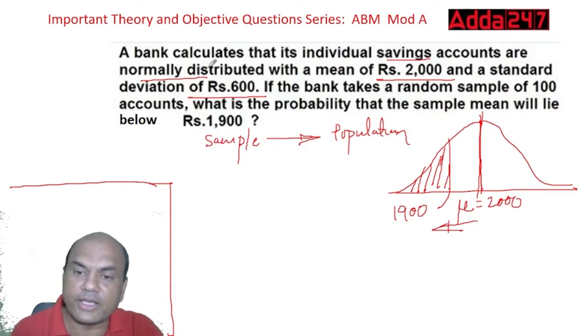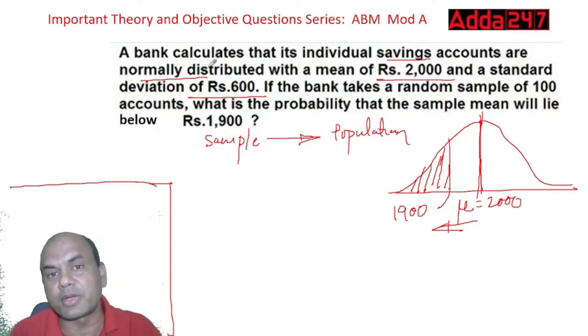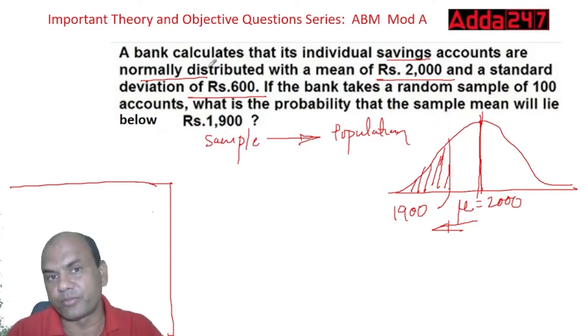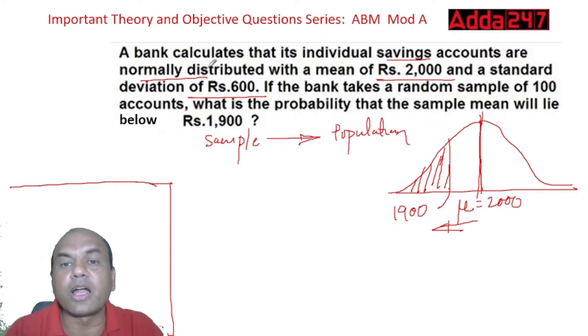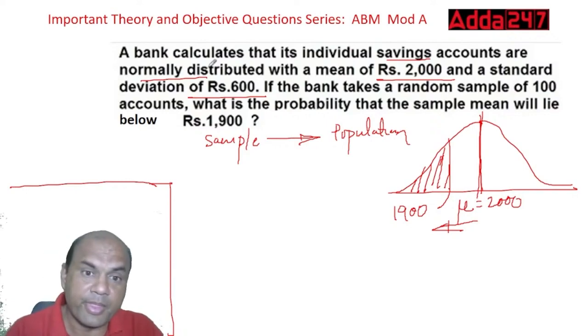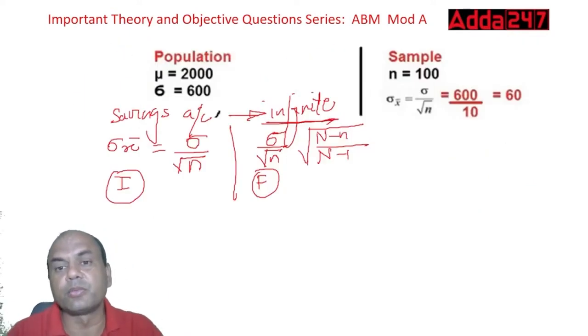For finding this area, this is a probability. The answer which you get is a probability. For getting this probability, you need to find out the z value. Without the z value, you can't get the probability. Okay, so now look at this numerical.